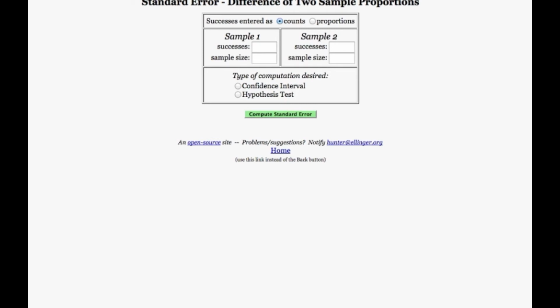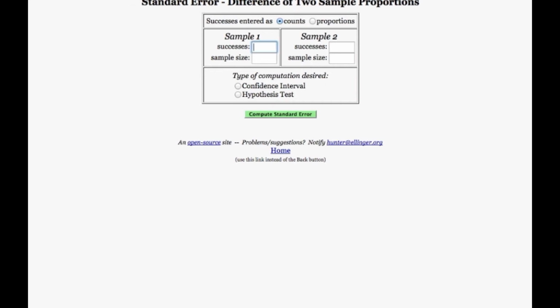Again, the successes in this case is successful pregnancies. We call it successes even if it's counting something that doesn't sound like it would be a success, like an incidence of cancer or a worsening of a tumor or something like that. Successes is the word that we use in statistics for whatever it is that we're counting for our proportion.